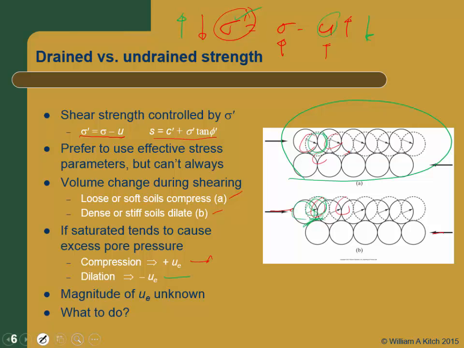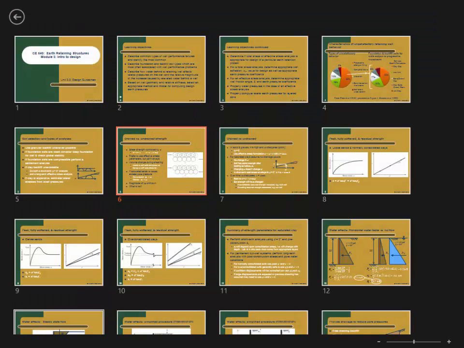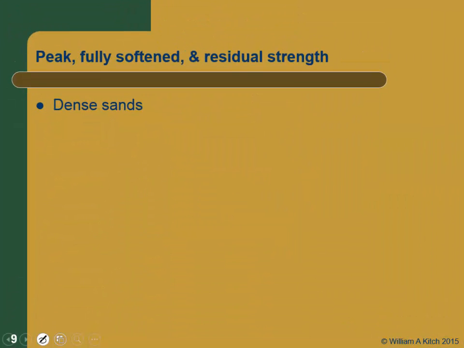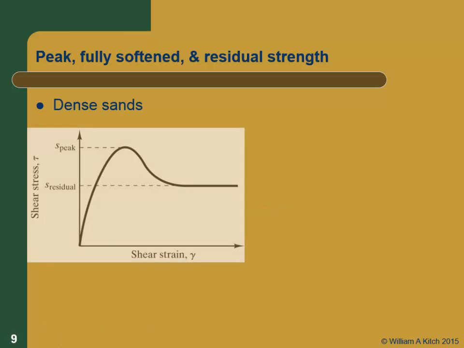So what's going to happen if we test a dense sand? We're going to get some peak strength, but if we continue to shear it after that, we're going to come down to some residual strength that's lower than that. Because it's going to dilate, and then it's going to reach its maximum volume, and then it's going to be at its peak strength, and then the strength is actually going to go down after that.